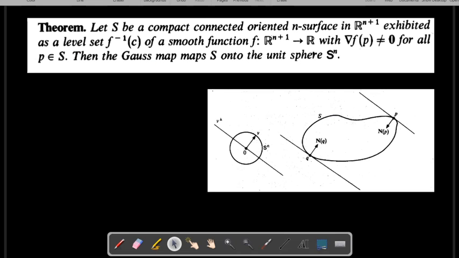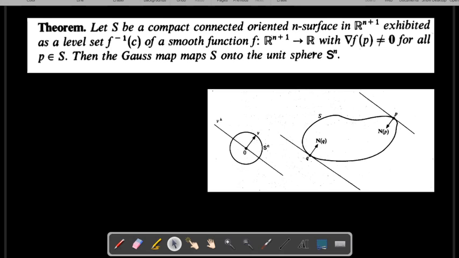Hello everyone. In the last class, we have seen what is meant by Gauss map. Gauss map is a mapping from S to Sn, where S is the n-oriented n-surface, and Sn is the n-sphere, the unit n-sphere. So today we are going to see an important theorem that says that Gauss map is an onto map.